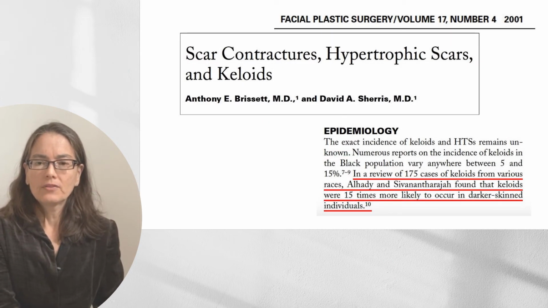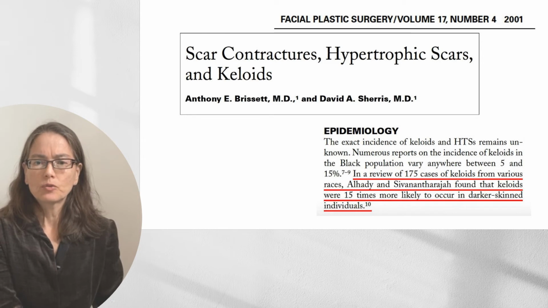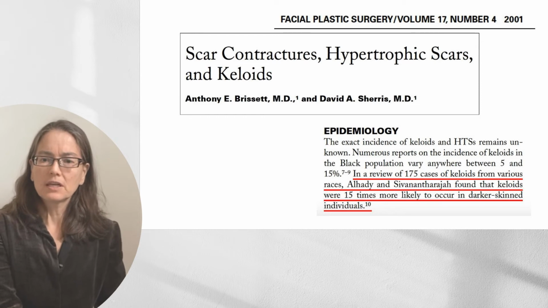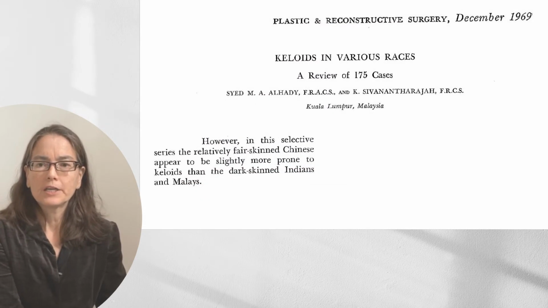So let's look at this statement here, because this speaks to the 15 times more likely to occur in darker-skinned individuals. So this statistic shows up in a total of 4 papers in the literature that I was able to identify, and this paper from 2001 is the origin of that statement. And what Brissett and Sherris say is that in a review of 175 cases of keloids from various races, Al-Hadi and Sevantathara found that keloids were 15 times more likely to occur in darker-skinned individuals. So let's pull that paper by Al-Hadi, shall we?